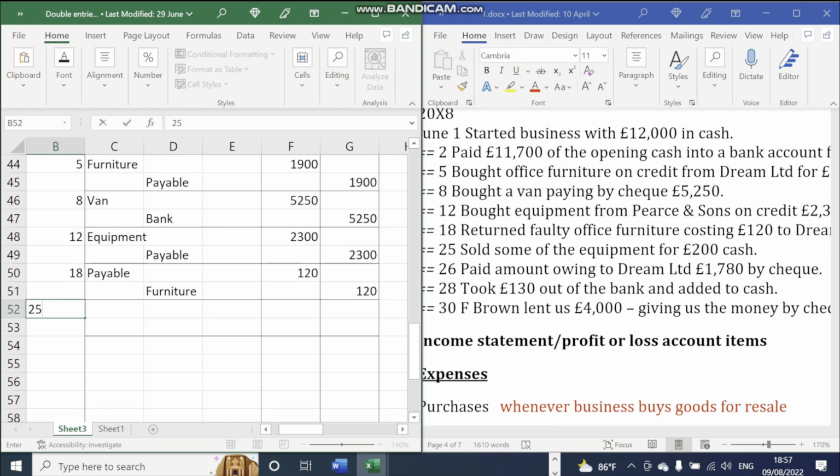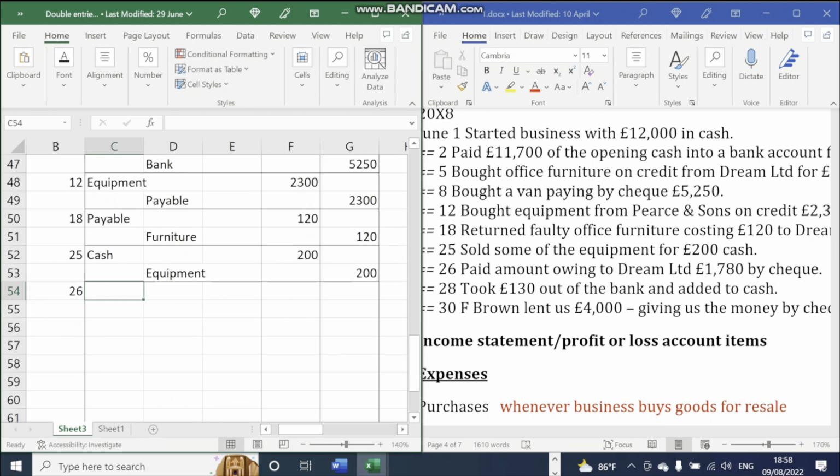Next transaction, number 25. Office furniture sold for cash. Cash is being received in the business. Cash received, cash increased, debit. Amount 200. Equipment has gone out of business. So equipment is an asset, decreases credit.